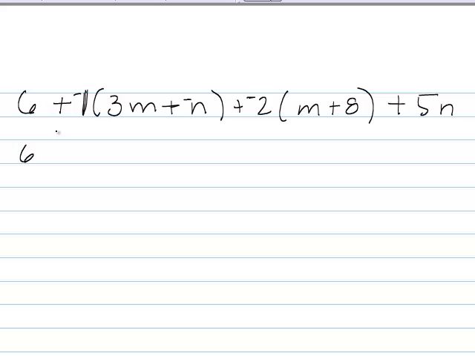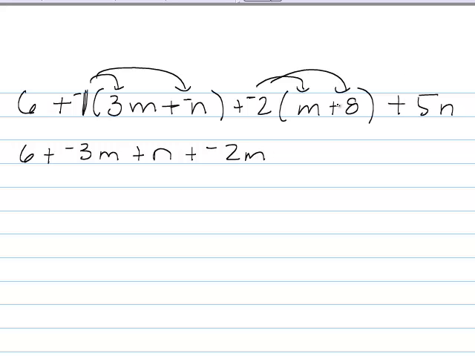All right, so let's now distribute to get rid of the parentheses and then combine like terms. So 6 just stays 6. And then I have this negative 1 that I have to distribute. So negative 1 multiplied by 3m is going to give me negative 3m. And then negative 1 multiplied by a negative n is going to give me a positive, or plus a positive n. Now here I have negative 2 multiplied by m. That's going to give me plus a negative 2m. And then negative 2 multiplied by 8 is going to give me plus a negative 16. And then finally plus 5n.